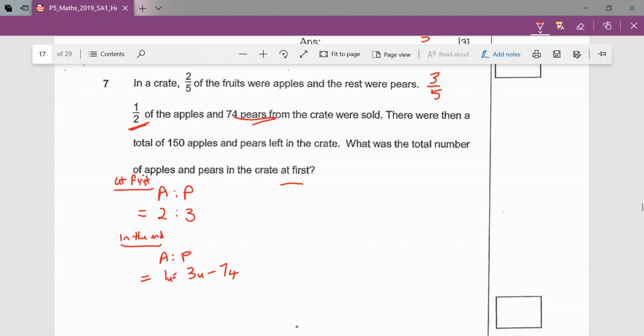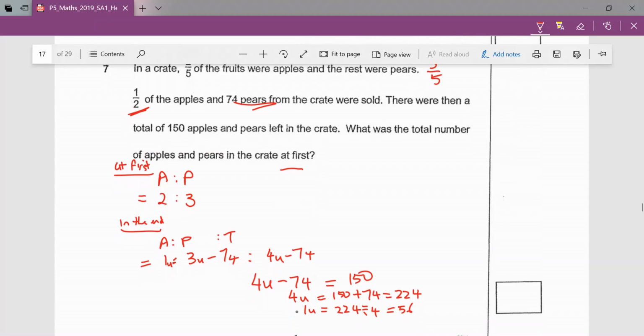And if you put it together, this would be 4 units minus 74, right? 1 unit plus 3 units minus 74 is 4 units minus 74. Okay, 4 units minus 74 is effectively 150. So 4 units is 150 plus 74, which is 224.